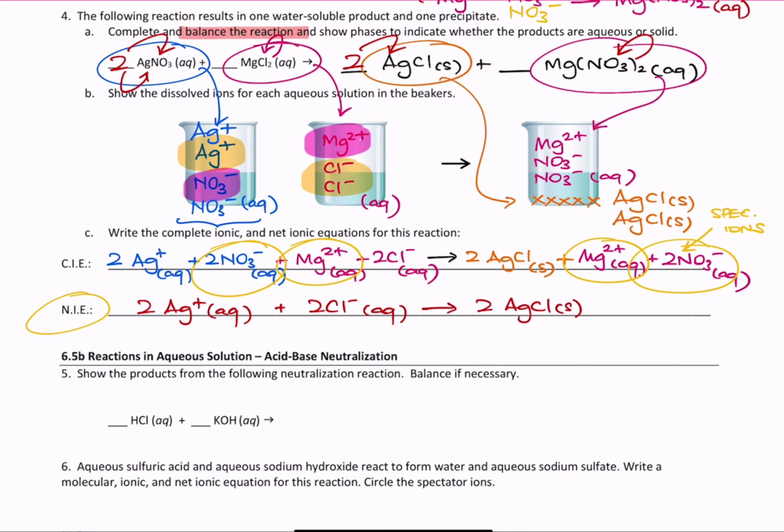Now remember that when you write an equation, you want the lower set of coefficients. So I have a common factor that is 2, so I can simplify by 2. And therefore, my net ionic equation is Ag plus aqueous plus Cl minus aqueous gives AgCl solid.